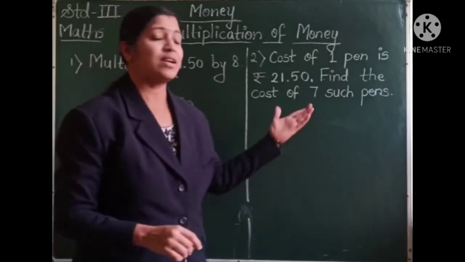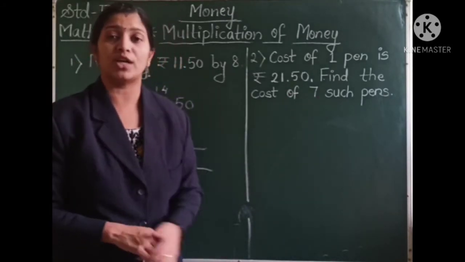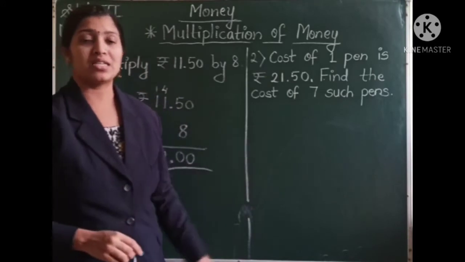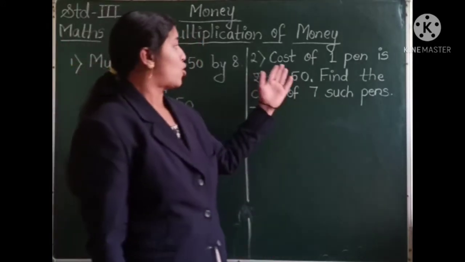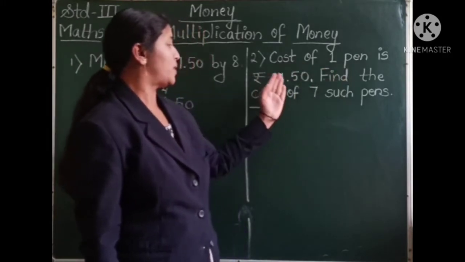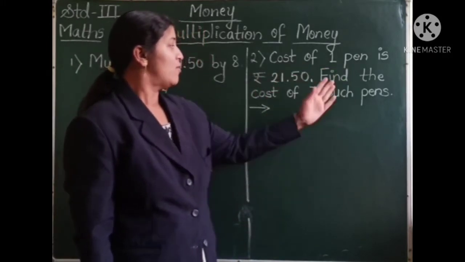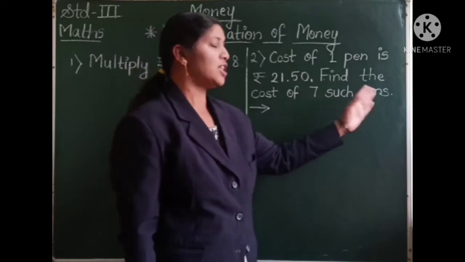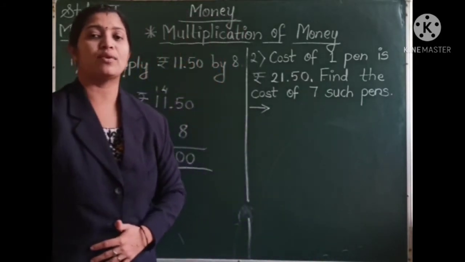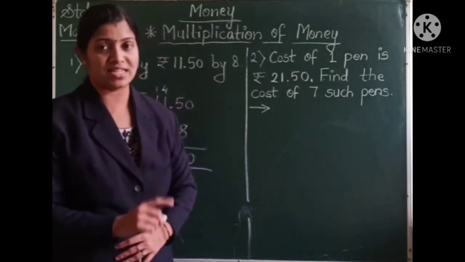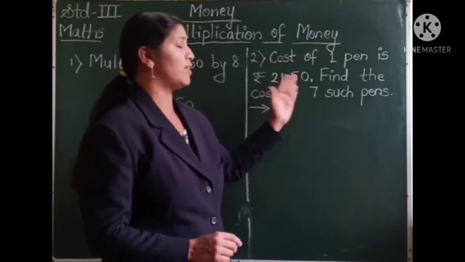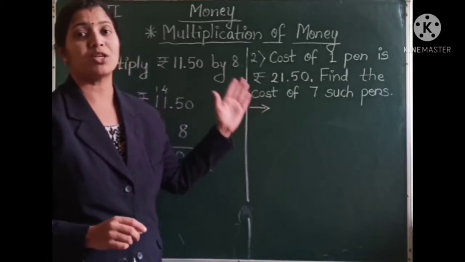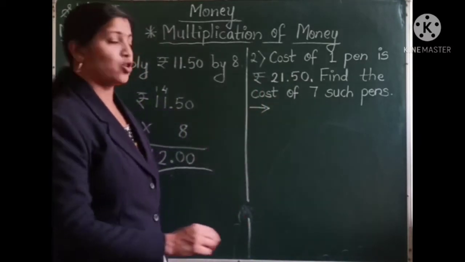Okay students, now let us see one more example. Here is a word problem given to you. Let us see how to solve it. So first I will read out the question. Cost of 1 pen is rupees 21 and 50 paise. Find the cost of 7 such pens. So here what is given? A cost of 1 pen is given. So they say cost of 1 pen is rupees 21 and 50 paise. So the information which is given, let us write it on the board first.